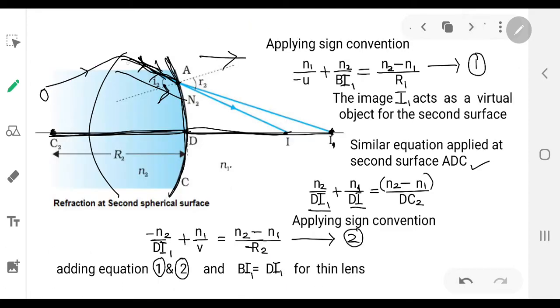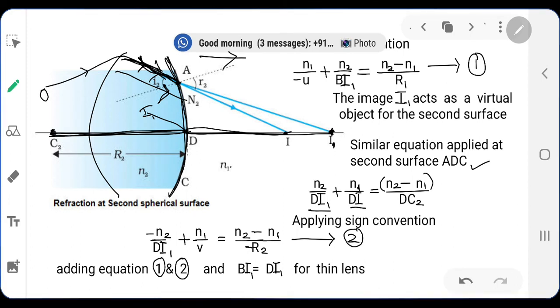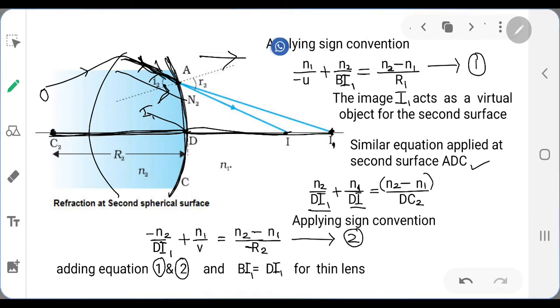See, the ray is traveling towards the rarer medium and the image DI dash would have formed in the denser medium. So DI dash is taken as negative.